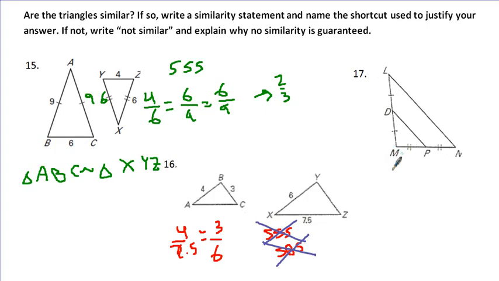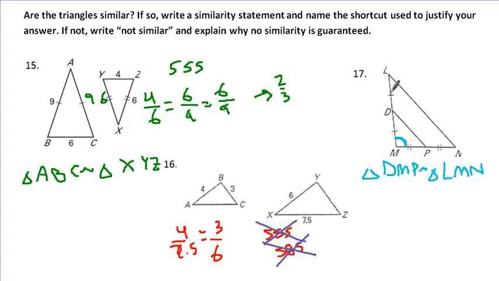Alright, the last problem. This is the trickiest one of them all. We want to look at triangle DMP similar to triangle LMN. Now I'm jumping the gun and giving you the similarity statement here just so it's a little easier for us to look at. In those triangles, M is a shared angle. An angle must always be congruent to itself.